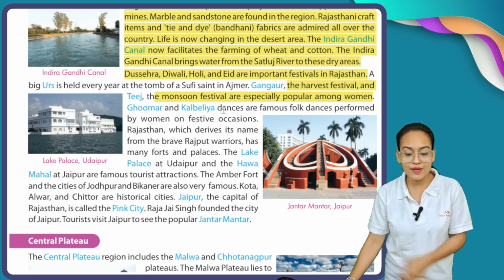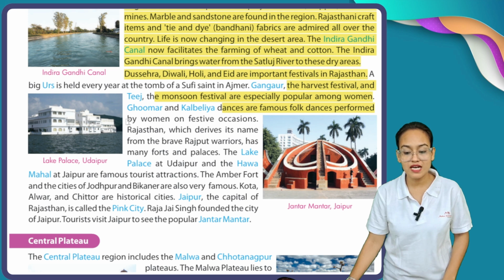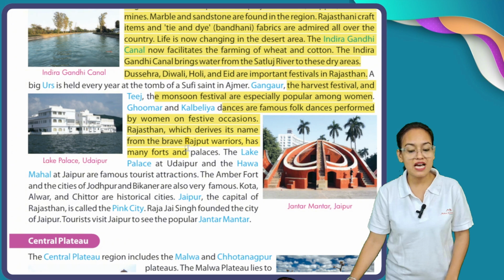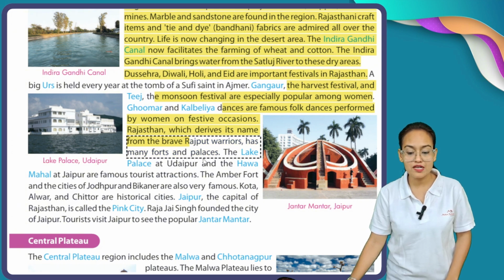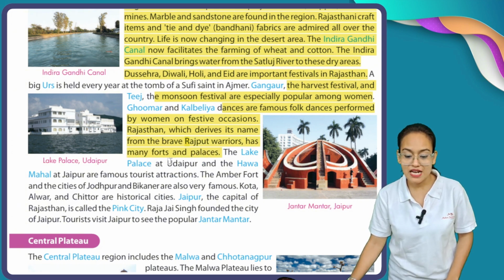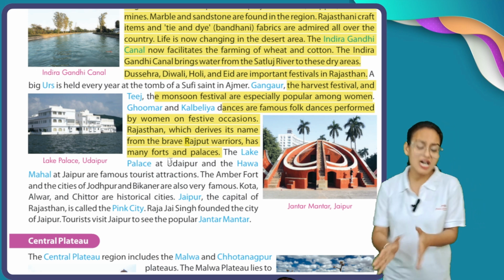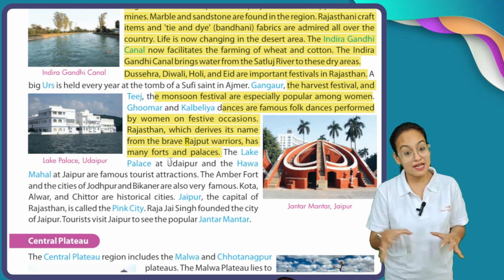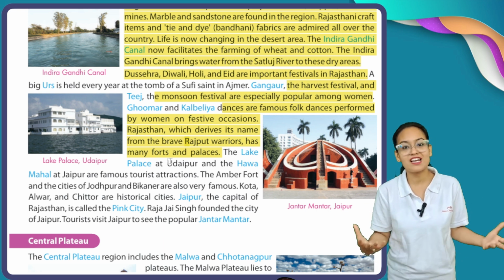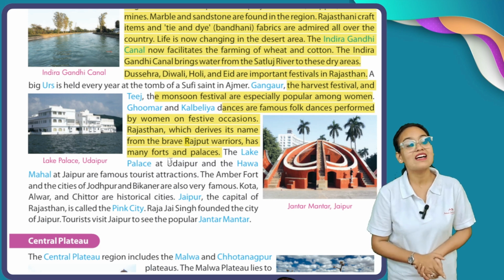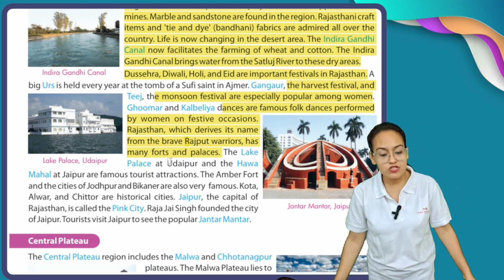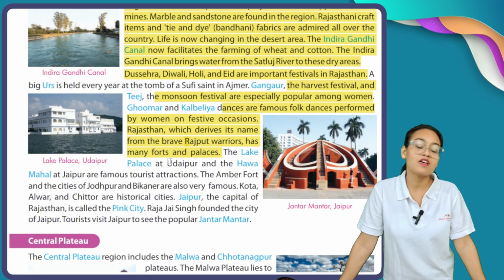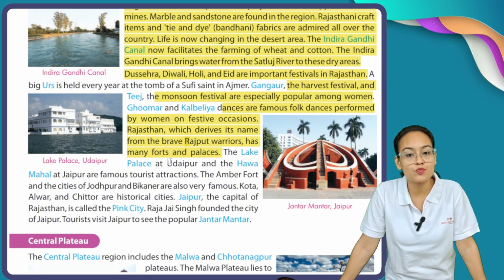Ghumar and Kalbelia dances are famous folk dances performed by women on festive occasions. Rajasthan, which derived its name from the brave Rajput warriors, has many forts and palaces. Now you can see, my dear students, after Gangaur and Tej, there are two main dance forms which make Rajasthan a very colorful state, Ghumar and Kalbelia. The name of Rajasthan state is derived from the various famous Rajput warriors.